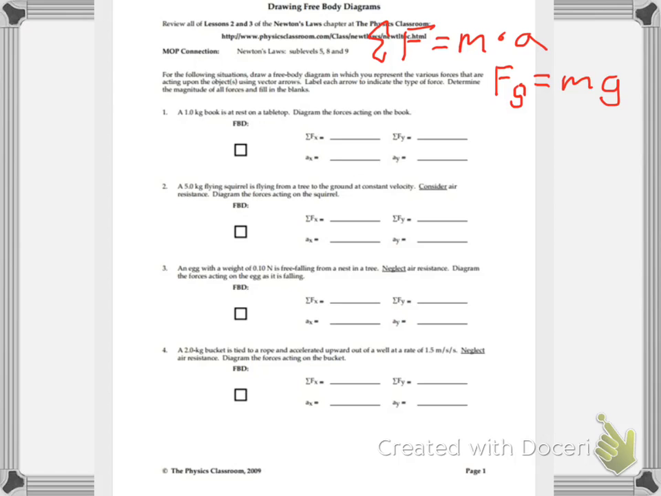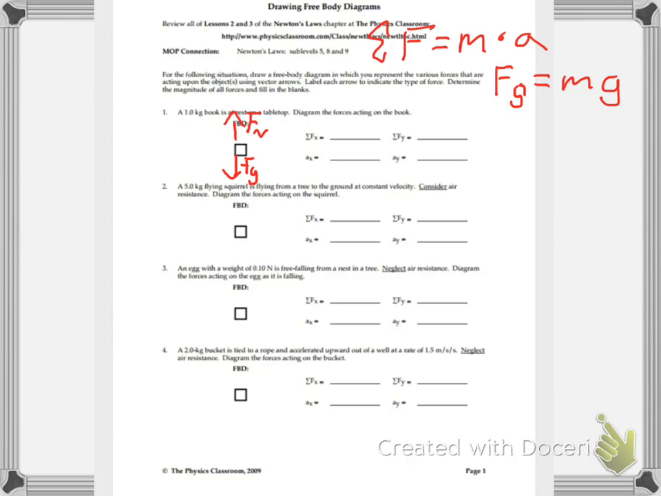So in this first one, we have a 1 kilogram book at rest on a tabletop. Drawing the force diagram, every single one of these will have a force due to gravity. Now we are at rest on the tabletop, so we'll have a normal force. We know the mass is 1 kilogram.